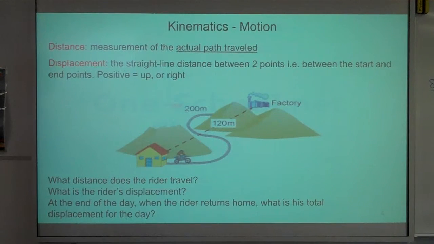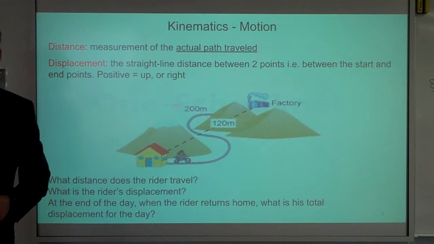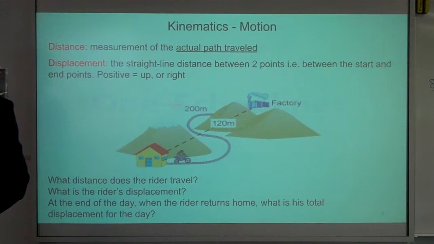Now, what distance does the rider travel? The distance the rider travels on his way to work is 200 metres. What is the rider's displacement? Done that already. 120 metres. At the end of the day, when the rider returns home, what is his total displacement for the day?